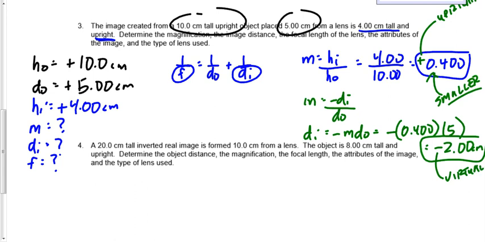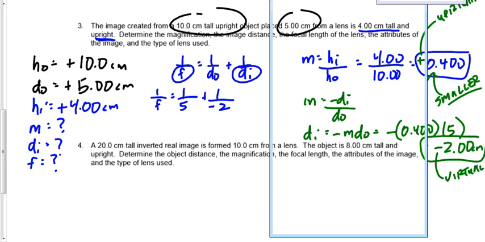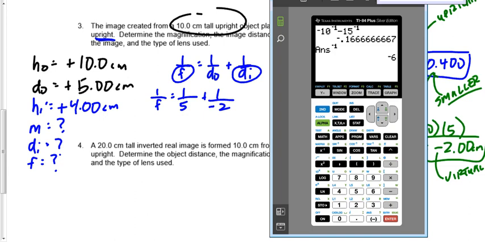And finally, we want to find the focal length as well and the type of lens that we have. So let's say 1 over F is equal to 1 over DO, which is 5, plus 1 over DI, which is negative 2. We're going to say 1 over 5 plus 1 over negative 2. And then we're going to flip that over to get F. Gives us a value of negative 3.33.